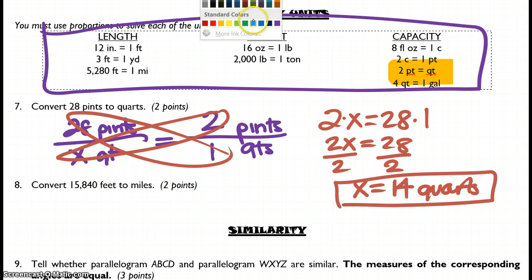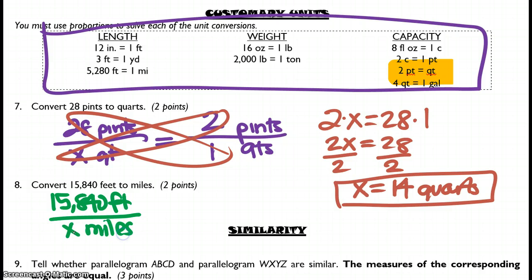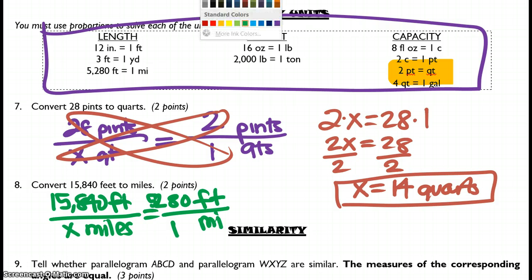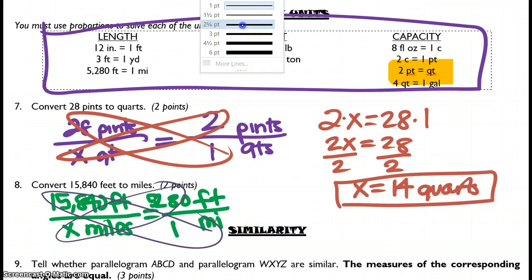Next one, I need to convert 15,840 feet to miles. And I don't know how many miles, so I'm going to call that x. And my second proportion also needs to be feet over miles. And I know that 1 mile equals 5,280 feet. From there, I need to do my cross proportions or cross multiplication to find the missing value.